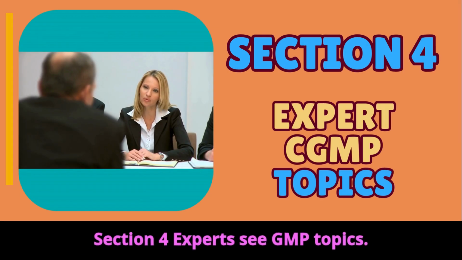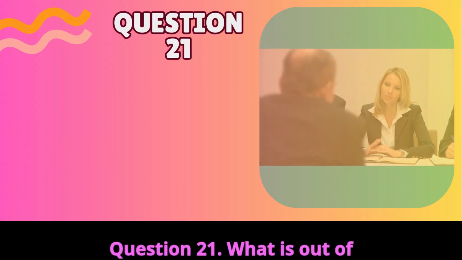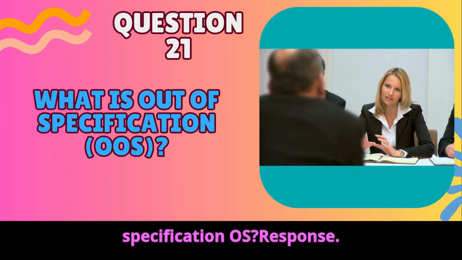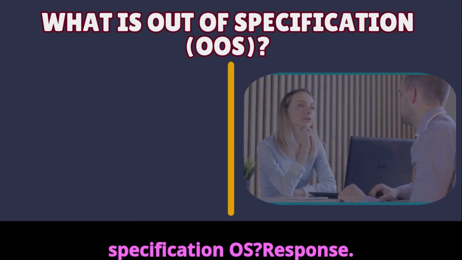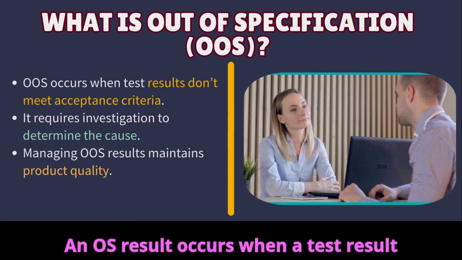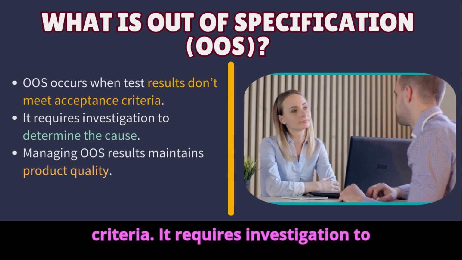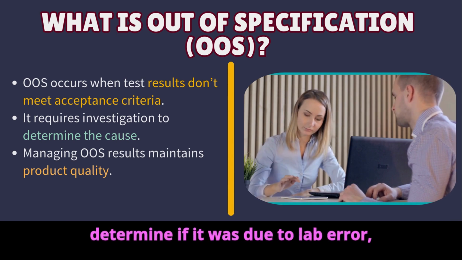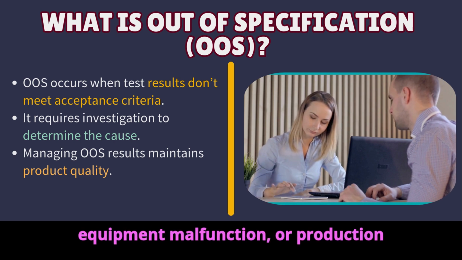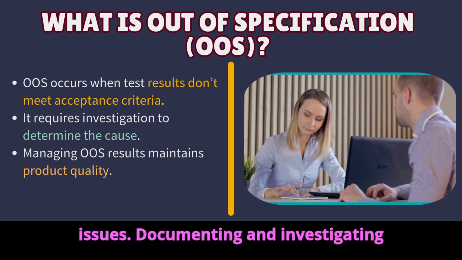Section 4. Expert cGMP Topics. Question 21. What is out-of-specification, OOS? Response. An OOS result occurs when a test result does not meet predefined acceptance criteria. It requires investigation to determine if it was due to lab error, equipment malfunction, or production issues.